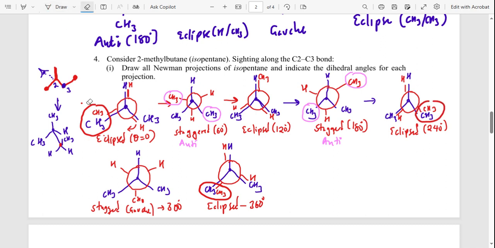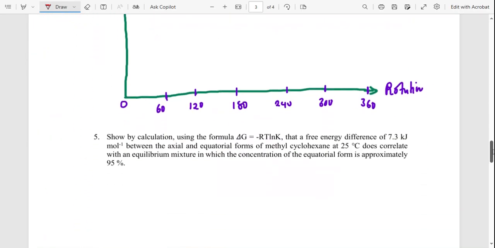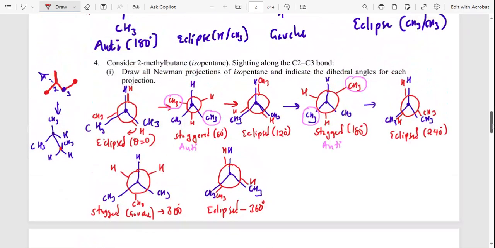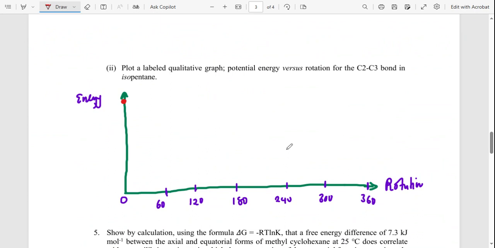What does that tell you? It means that these three structures basically have got the same energy because it's the same bonds that are eclipsing. So at 0, 240, and 360, we have got the same energy. Okay, and that's the highest energy because it's the energy of instability. So at 0, that will be on top. The next one is at 240, here, and at 360, that's also here.